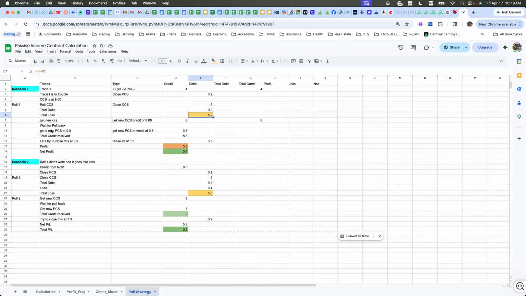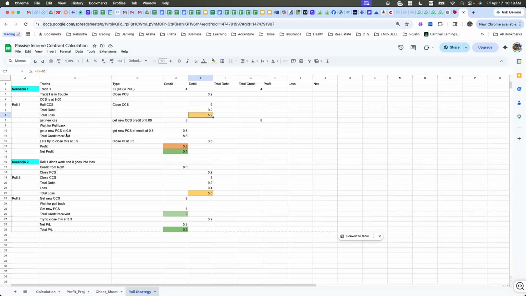And we are waiting for a pullback. Even if we get a pullback, it will still be 8. But if we get a pullback, we can try to fill the PCS at 0.8. But so far, in our real scenario, it didn't happen yet. But you're still getting the 8. Why is it the same strike or different strike? It will be a different strike. We'll write it down here. But mostly we'll roll up and do the credit.